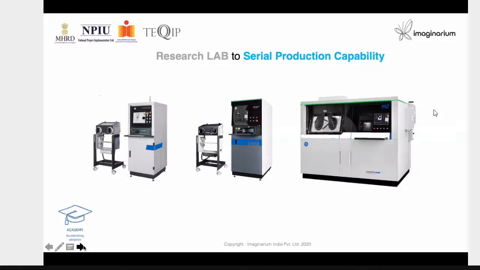So these are very good for research. In fact, it's called research lab. And what you see on the left hand side is the research lab missions, and on the right hand side you have serial production capability. These are the missions which will actually go for making end user parts.